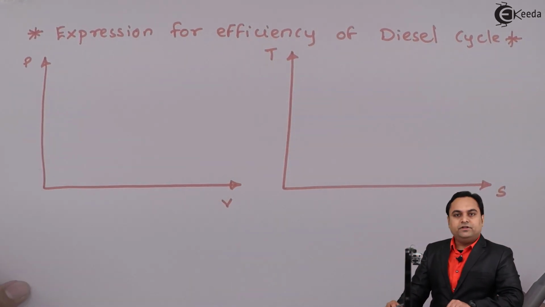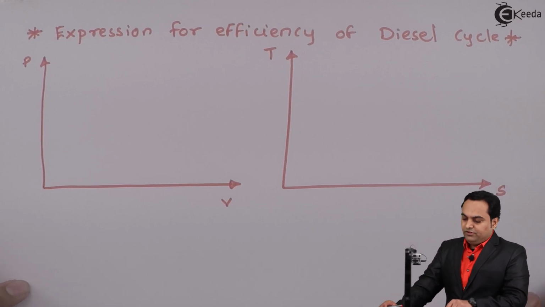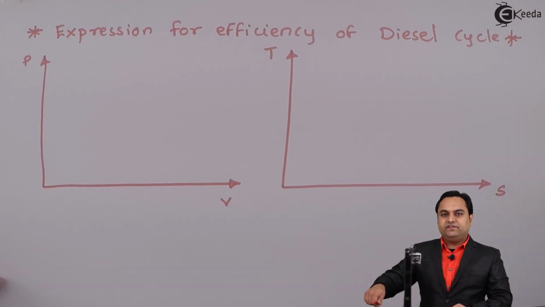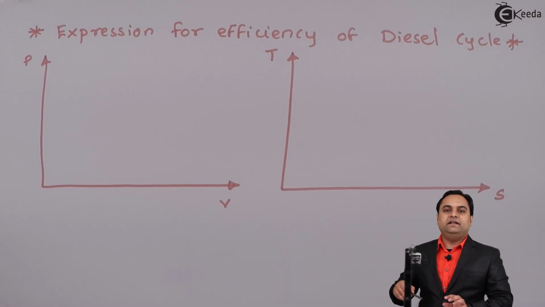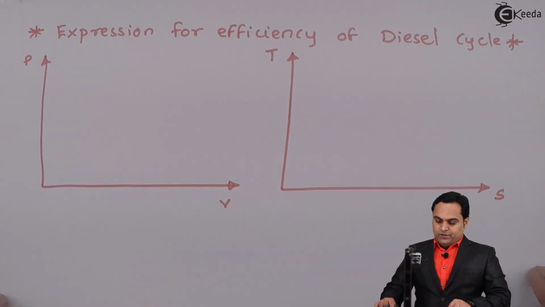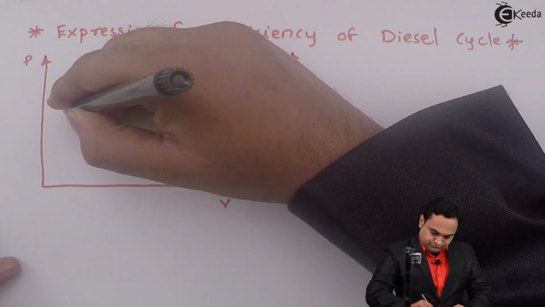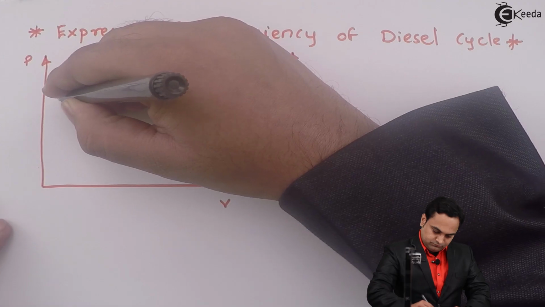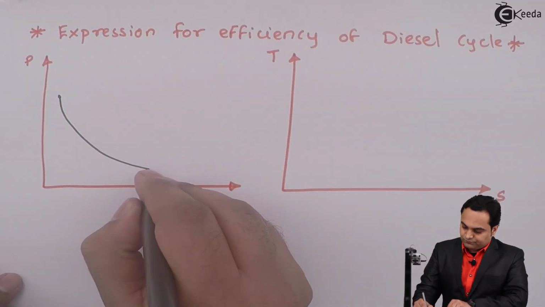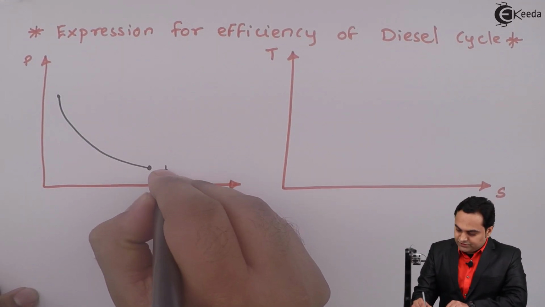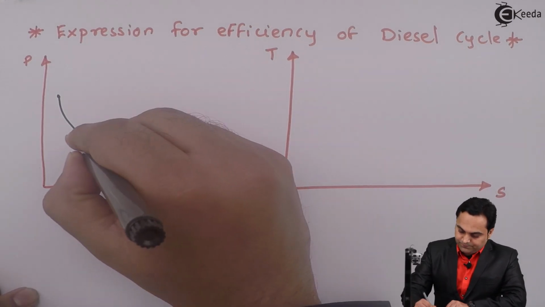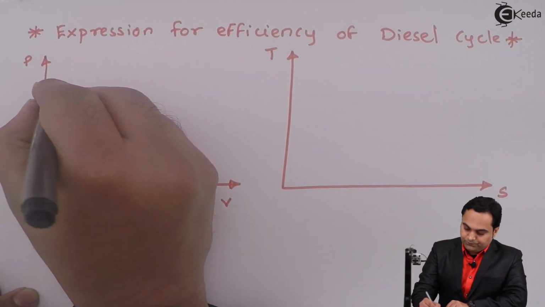Now when I am drawing the PV and TS diagram, the first process in case of diesel cycle is isentropic. It is also called as reversible adiabatic compression process. So that I'll show it onto the PV diagram. Here this is process 1 to 2.